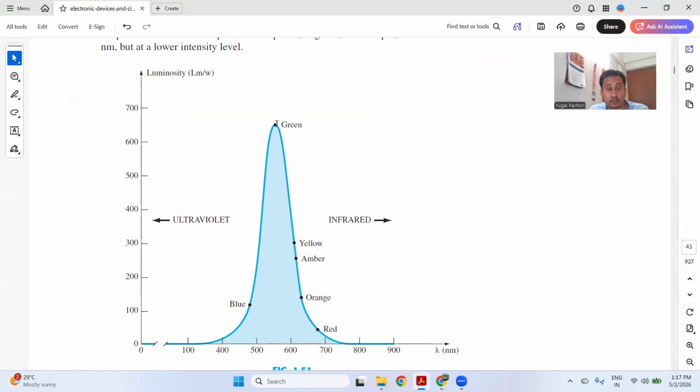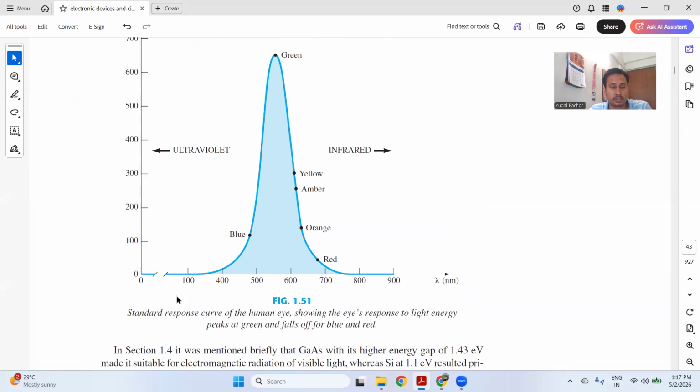And you can see which color spreads the most: green, which has the highest luminosity, and which color spreads the least: red. You can understand this with the Vigueur pattern as well. Red is the least spread, whereas green is the highest spread. After that come yellow, then amber, then orange, then blue. Least is red, and the highly spread is green. So you can understand the relation between the luminosity and the wavelength with this particular graph.